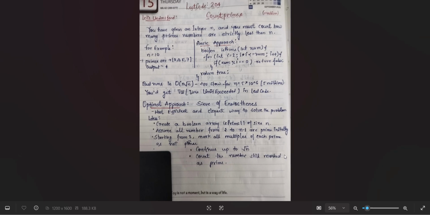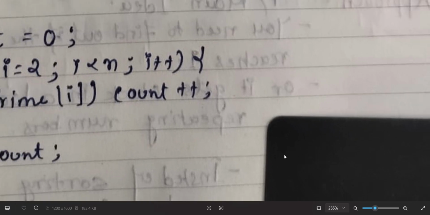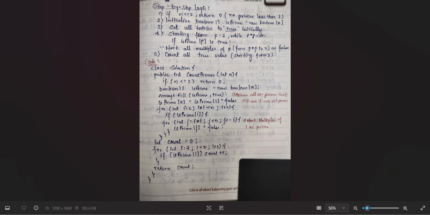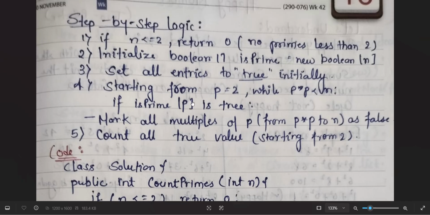Okay, so next thing is on the next page. Let's zoom out. So let's understand the logic we are going to use here, step by step. First condition: if n is less than or equal to 2, we simply return 0. It means 0 and 1 we are not taking as prime numbers here.